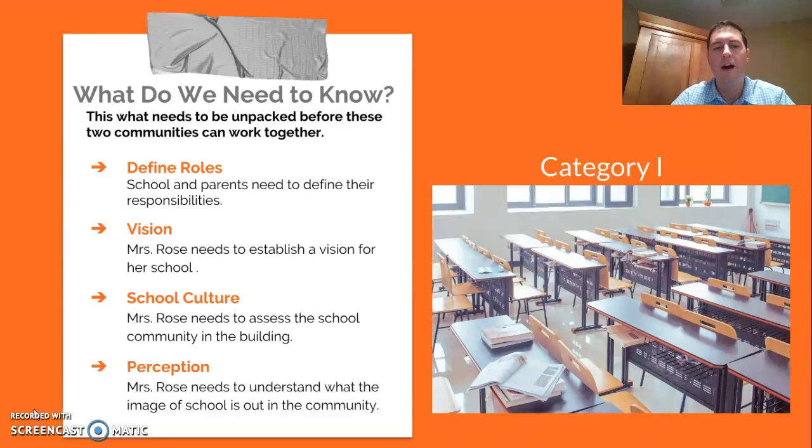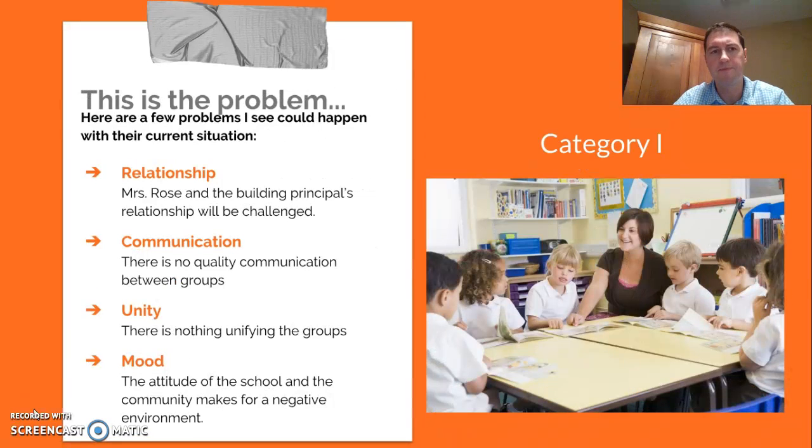And then it'd also be helpful if Mrs. Rose gathered information as to what the perception is of the school with the community and the parents, and the perception of the building principal with that community.